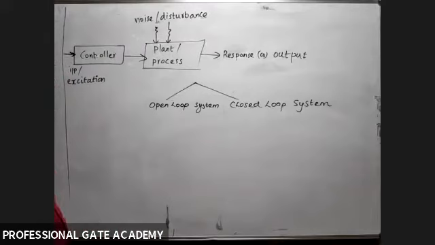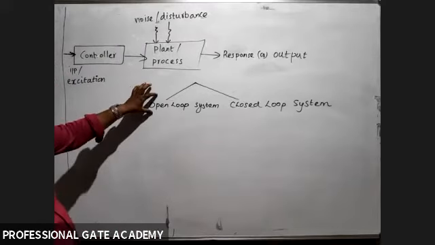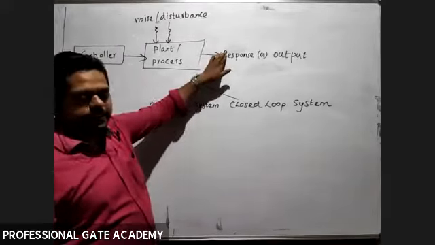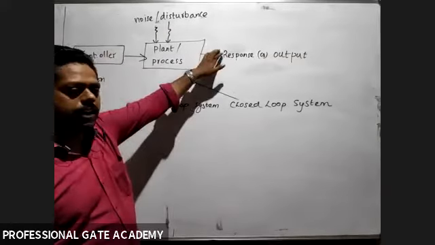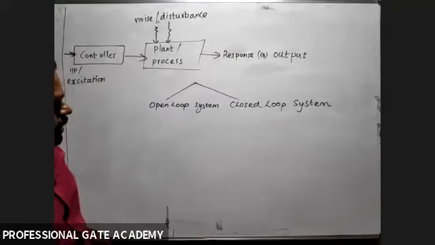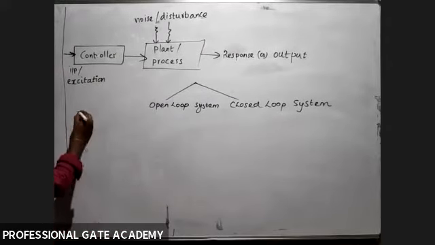I repeat again. So what is the definition of an open loop system? Output depends on input, but the controller is independent of output or output changes. Okay. So what is the main advantage of an open loop system?